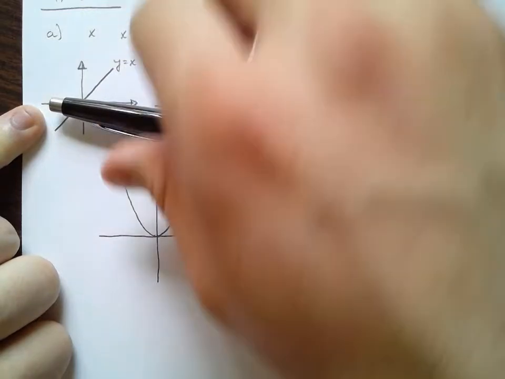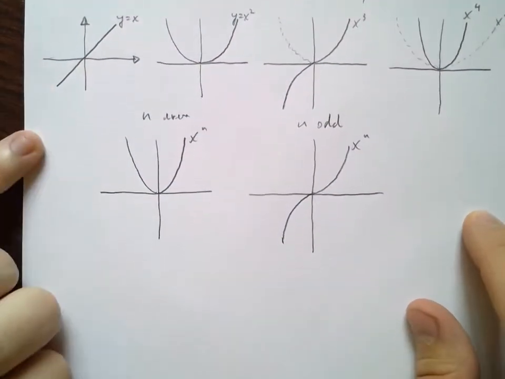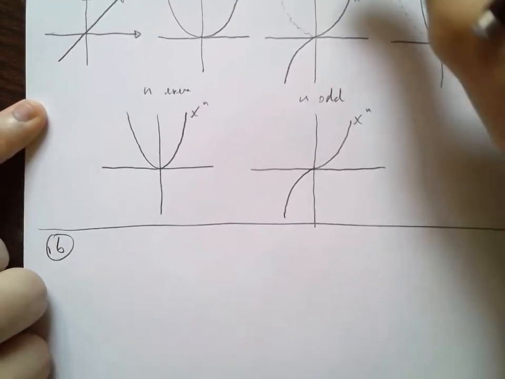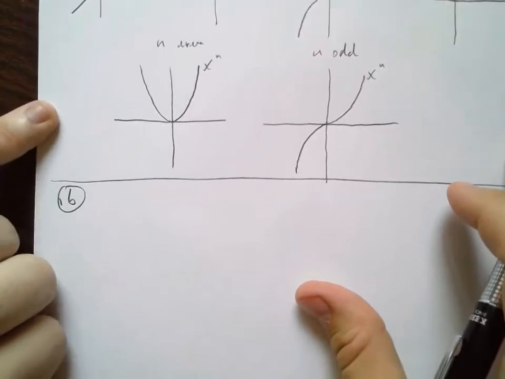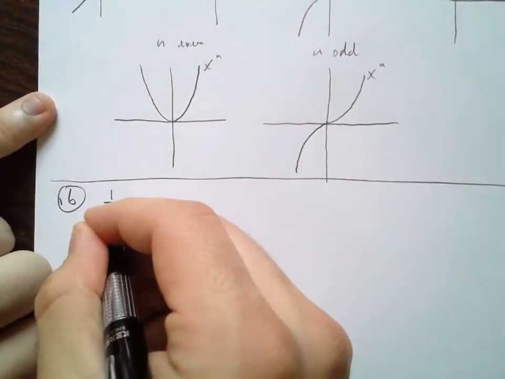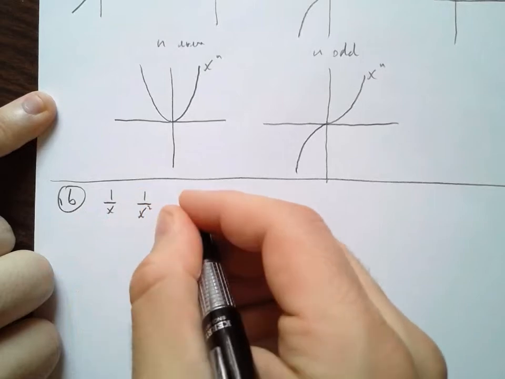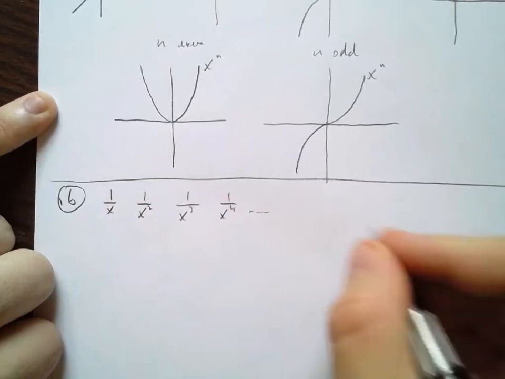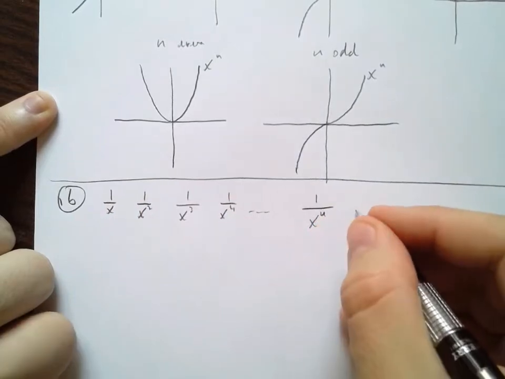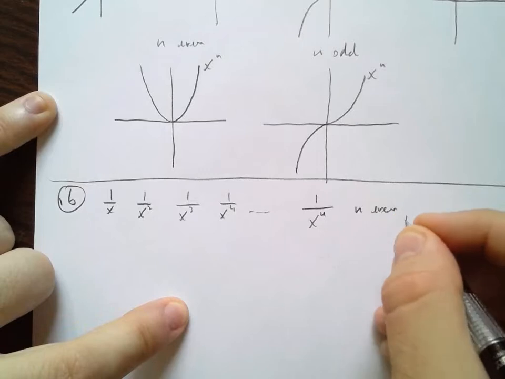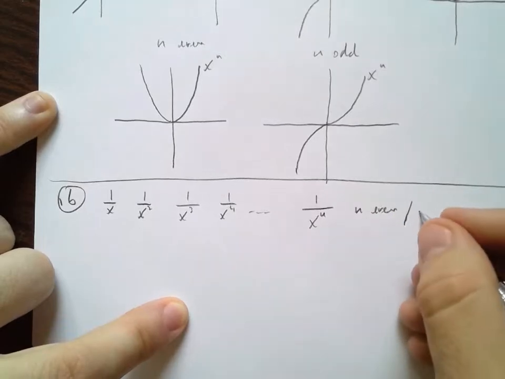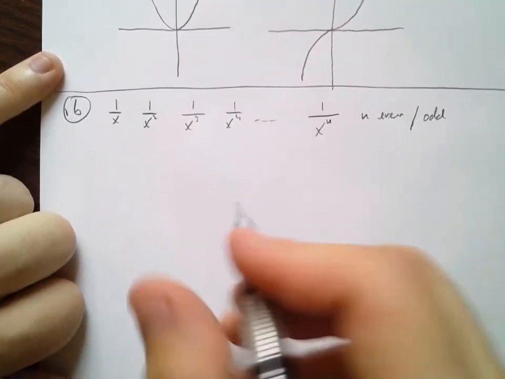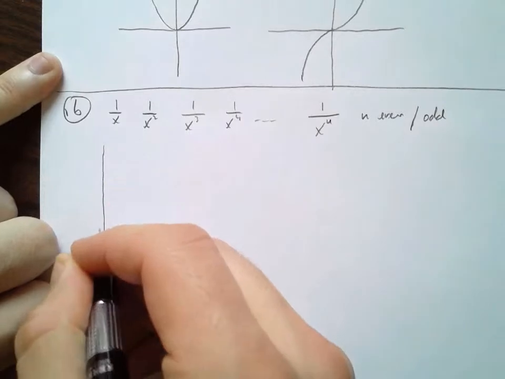Right, now let's look at part B. So I'm looking now at 1b. Basically what we have is, I'm looking at reciprocals of functions, right? So I'm looking at 1 over x squared, 1 over x cubed, 1 over x to the fourth, and so on, 1 over x to the n when n is even and or odd. Okay, so let's take a look at what these graphs look like now, and I'll draw 1 over x first.